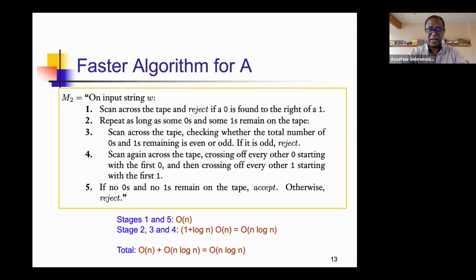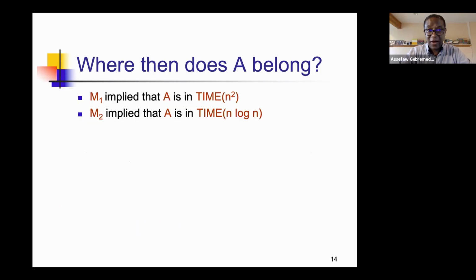What we had in algorithm M1 was order of n squared. This one is n log n, which is faster. Think sorting. You would probably immediately relate what an n-squared algorithm would be and what an n log n algorithm would be. Okay, now we saw a problem, we saw a language. M1 implied that this language is in time n squared. M2 implied that this language is in time n log n.